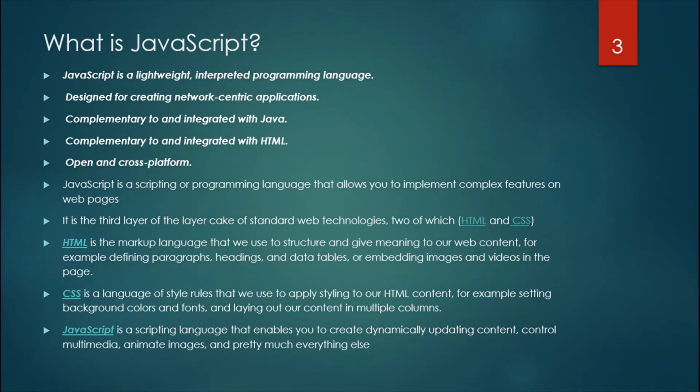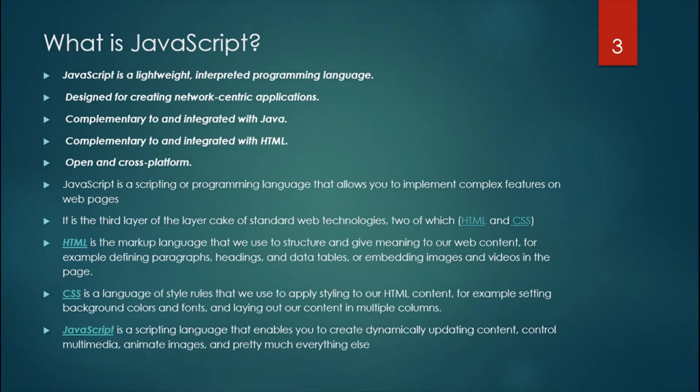JavaScript is a scripting or programming language that allows you to implement complex features on web pages. There are many images on web pages, but if you want to make something move, like an animation, or make something increase its shape, which is very interactive, we use JavaScript for that. As we know, this is the third layer of the standard web technologies. The other two are HTML and CSS.